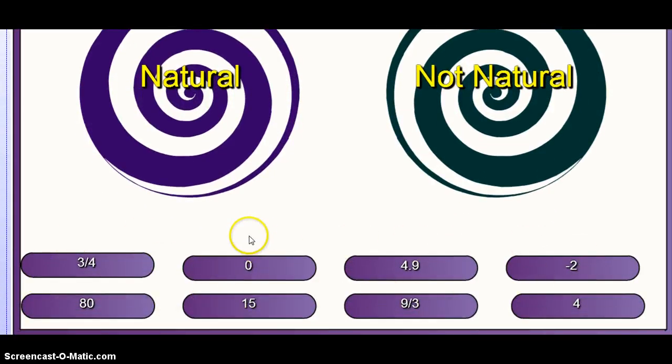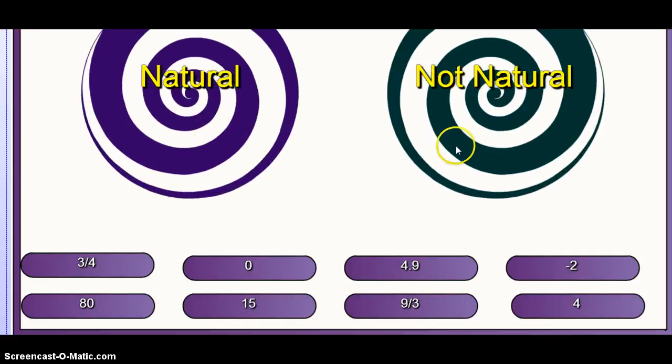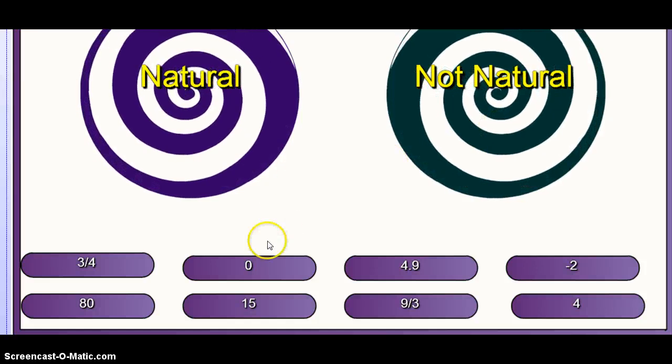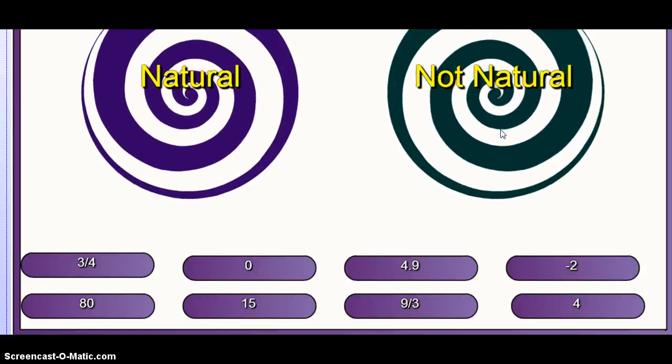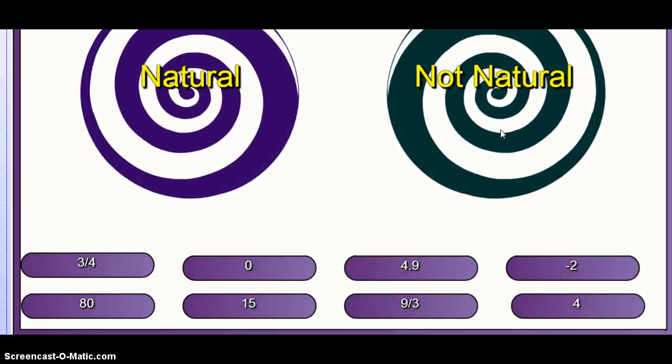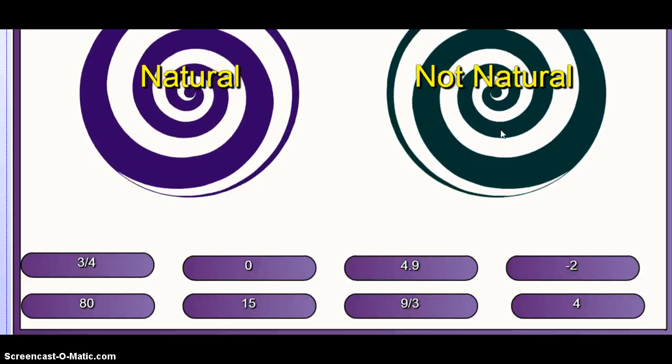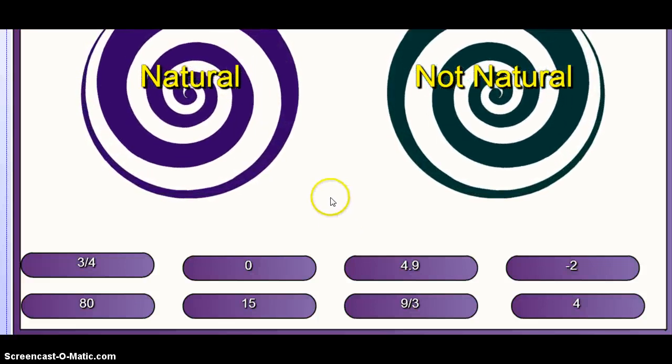Okay? So what I want you to do right now is pause the podcast, take a minute and write each of these numbers in the circle that you think it belongs to. If it's a natural number, write it here. If it's not natural, write it here. And then once you have that done, unpause the podcast and we will check the answers. Okay? So go ahead and pause and give it a shot.